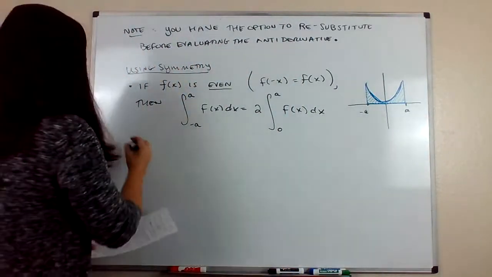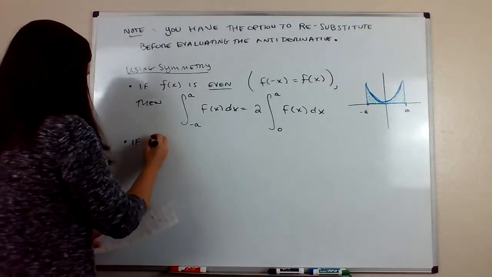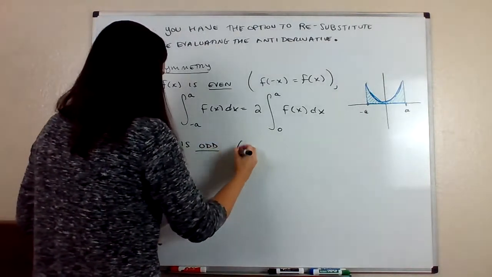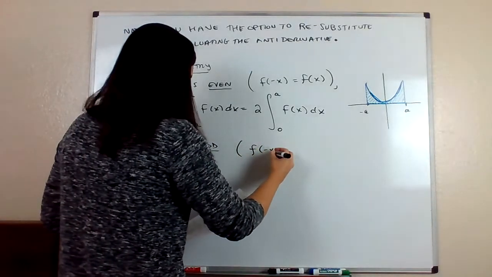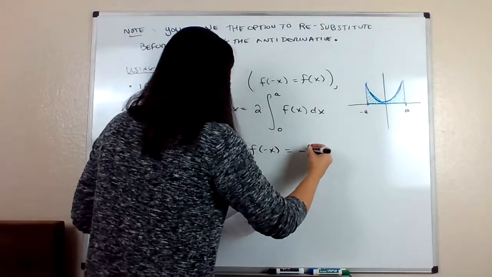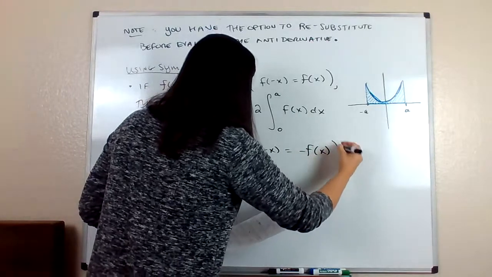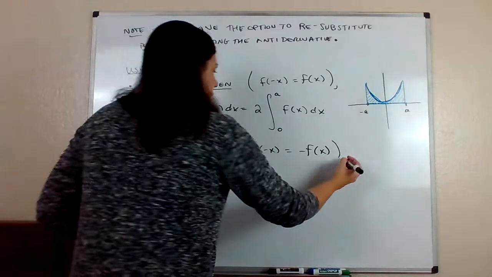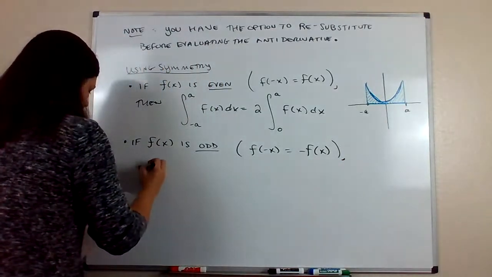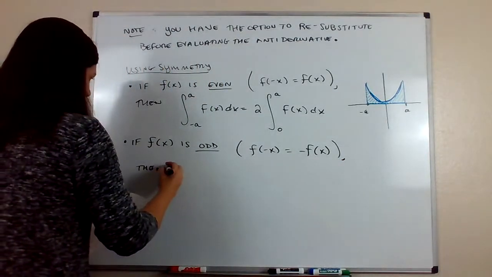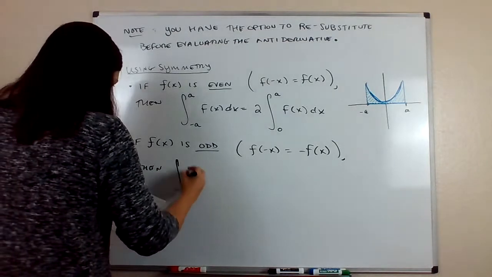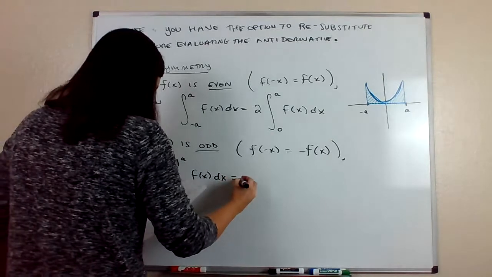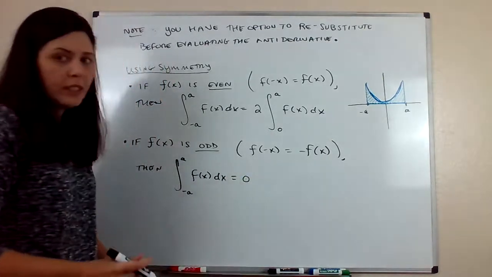The other possibility is if the function is odd. You can tell your function is odd if you plug in negative x and it's the same as if you were to just put a negative on the outside of your function. If that's true, then the following is true: your integral from negative a to a of f of x dx is 0. That was kind of interesting.